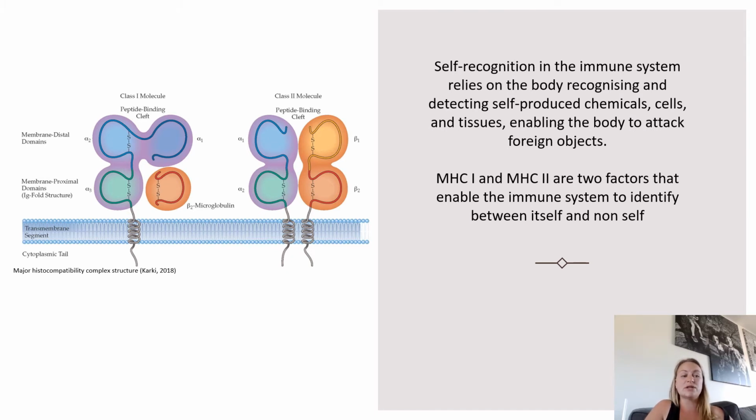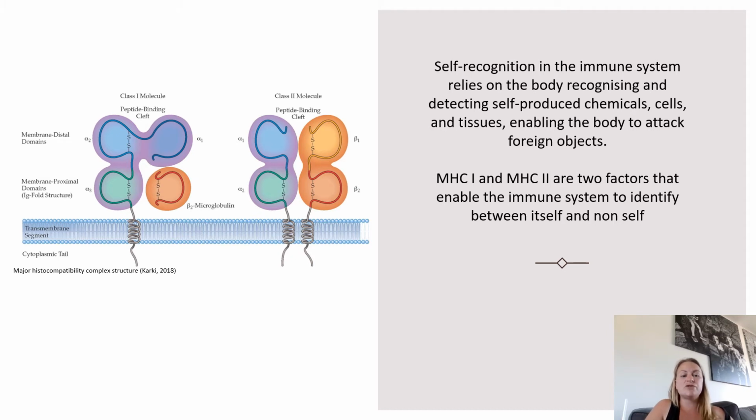MHC1 is an early warning system that is expressed on virtually all somatic cells. MHC1 molecules degrade foreign bodies. They then display the fragments on the surface of the cell, allowing T cells to remove the fragments. MHC2 are present in certain nucleated cells. They present antigens from extracellular pathogens, initiating an immune response.